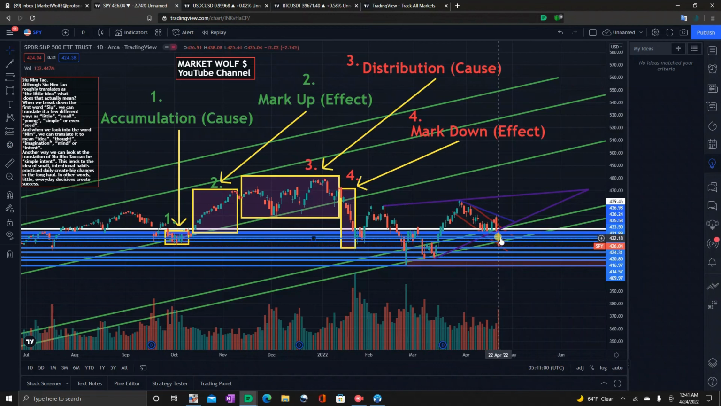Then, of course, after we finish the markdown phase, however far that might be, we will go back into a period of accumulation. See, look here, markdown, we'll find an area of accumulation, and then we'll go back up into the markup phase. So this is where imagination comes in, and you have to imagine, especially within distribution, where price is going to go next. You have multiple indicators that can help you with that, but really, this is the basis of everything you need to know. We'll get into all of that next episode.